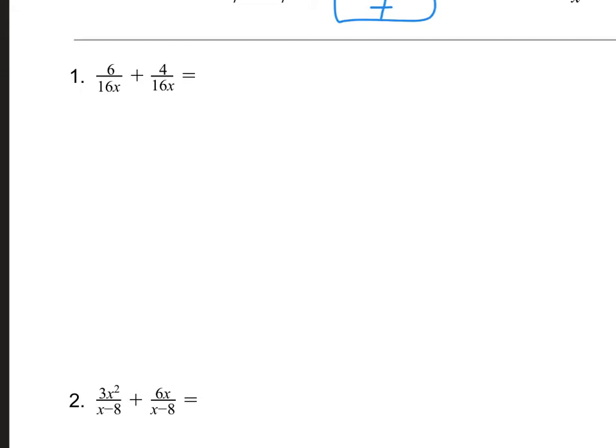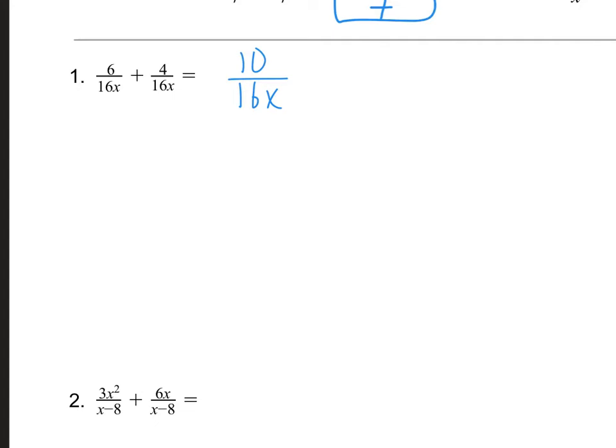We just worry about the top. So 6 plus 4 is going to be 10, and the 16x will stay the same. And now this is the different part, right? Now we're not just adding fractions, so it's not just be there and be done. We've got to simplify, which with fractions you're going to simplify as well if you get something that you can simplify. But now we've got to simplify.